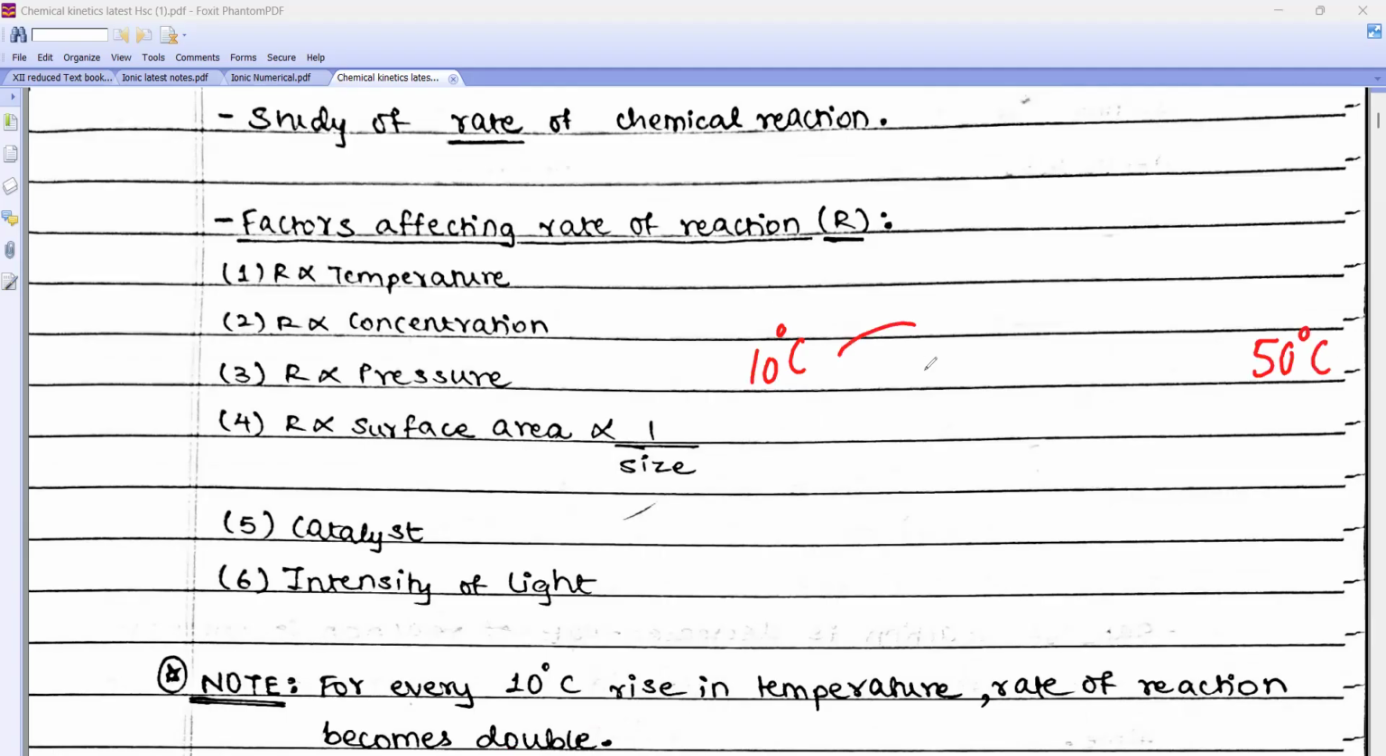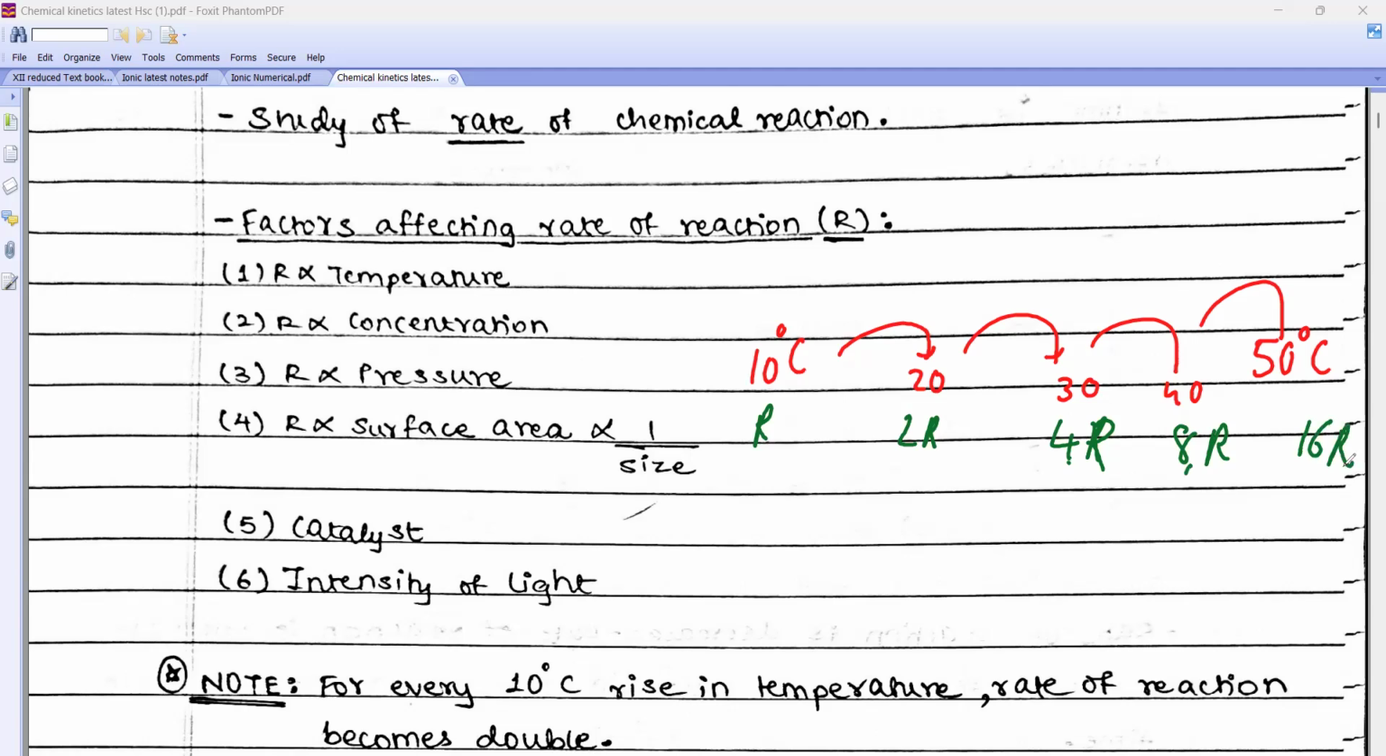So 10 to 20, 20 to 30, 30 to 40, 40 to 50. What we have studied is that for each rise, the rate becomes double. Suppose at 10 degrees it is R, then at 20 degrees it will become double. So it will become 2R. Here again it will become double, so how much will it become? 4R. And here it will become 8R. What is the double of 4? 8. And the double of 8 is how much?